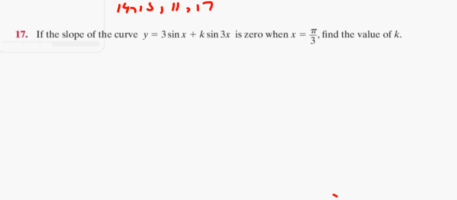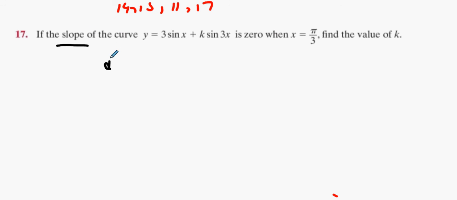Alright, guys. Now, y equals 3 sine x plus k sine 3x. What does it mean by slope, Connor? What do you think? When you see the word slope and differentiation, what does it mean? First derivative, okay? So anytime there's a formula and it says get the slope, you just get the first derivative. Is that okay with you guys? Alrighty. So we're going to differentiate this.